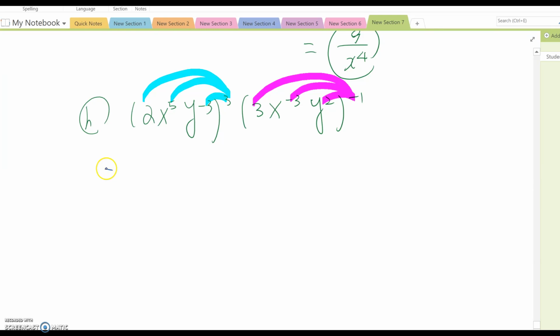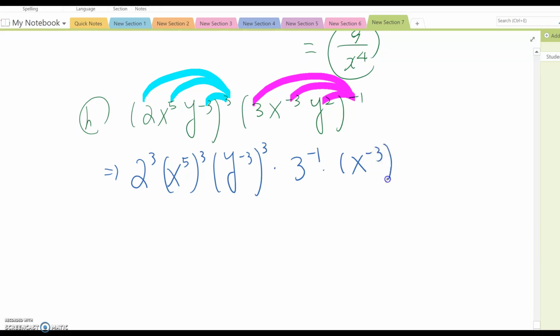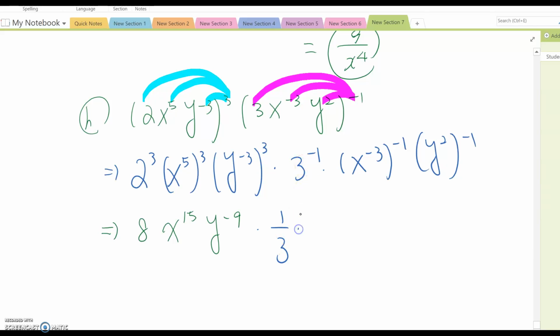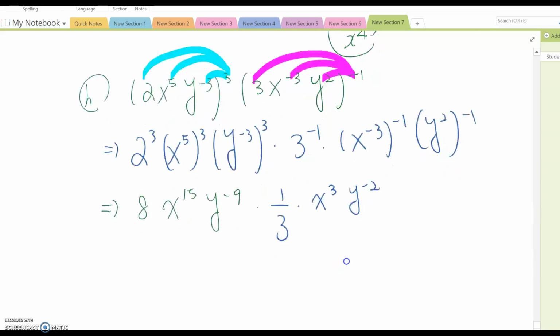if you do it, then this is going to be 2 cubed, x fifth to the third, y negative third to the third, and 3 to the negative 1, x negative third to the negative 1, y squared to the negative 1. Expand the parentheses, then 8 x to the 15 y to the negative 9, and then this becomes 1 over 3 because of the negative 1 power, and then x to the third y to the negative 2 power.